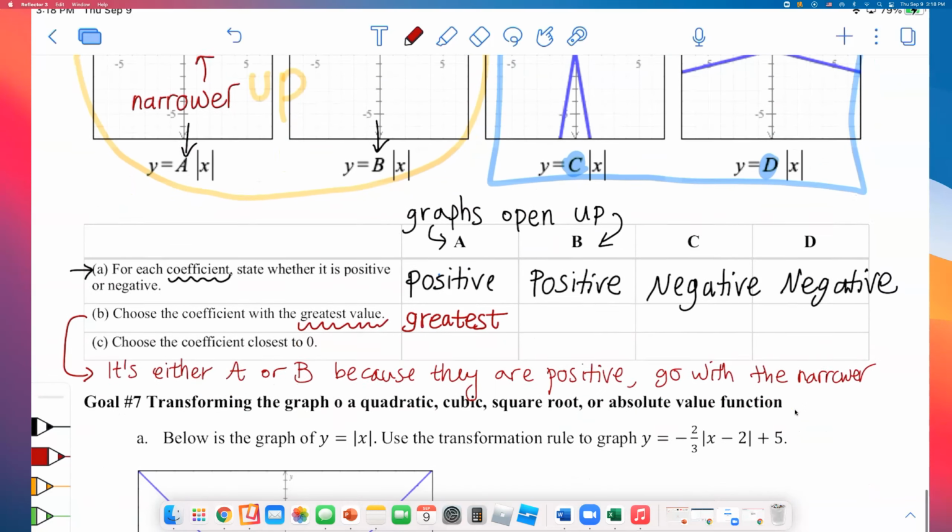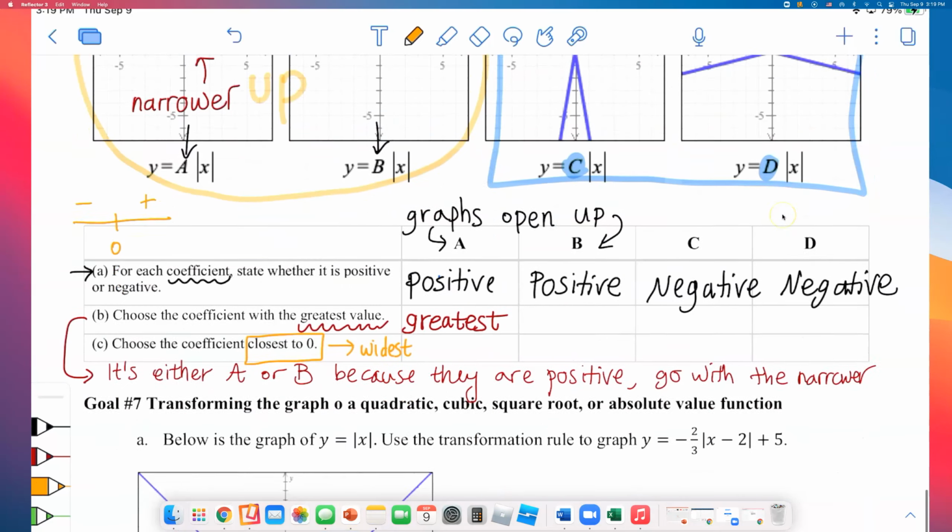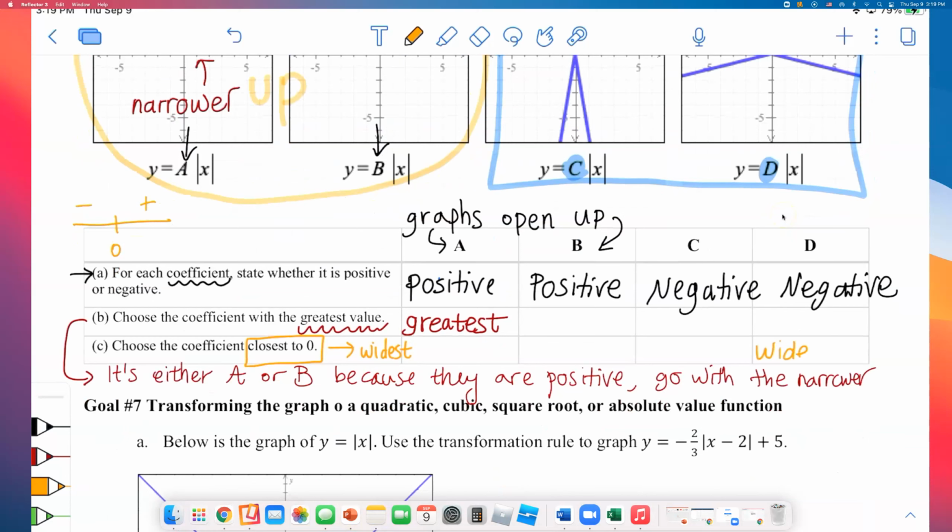All right, the next question is asking to choose the coefficient closest to 0. I wish I had more room to write here. Closest to 0 means the graph will be the widest. And it can be close to 0 from the positive side and from the negative side, right? So the sign doesn't matter this time. Whether the graph opens up or down doesn't matter. Which graph looks the widest to you? The one with D, right? So this graph will be the widest graph.